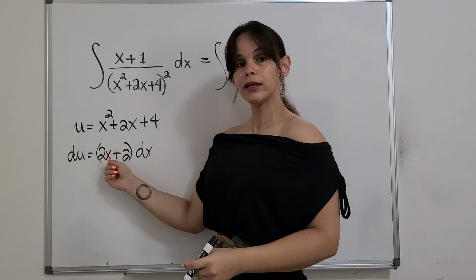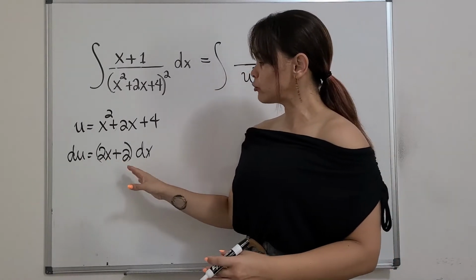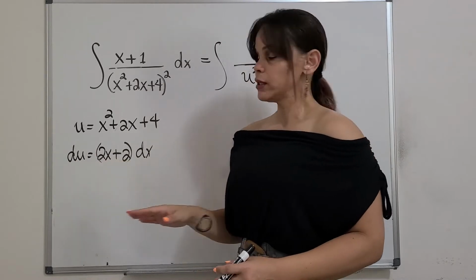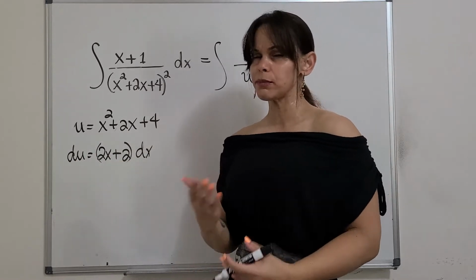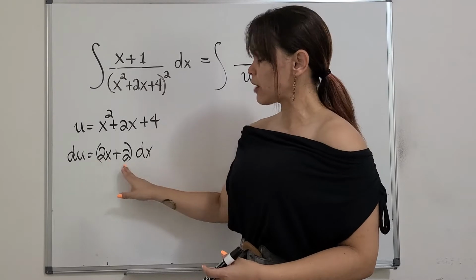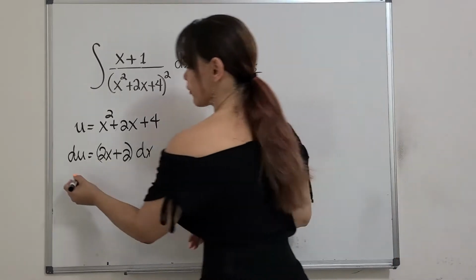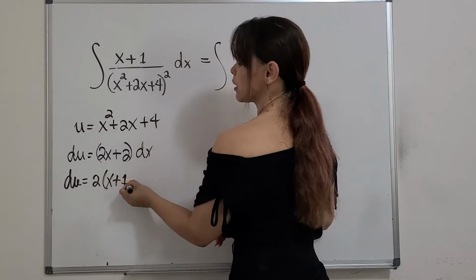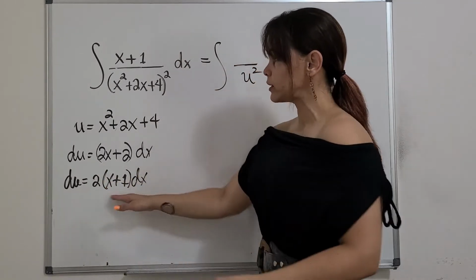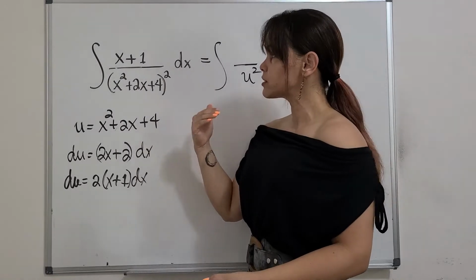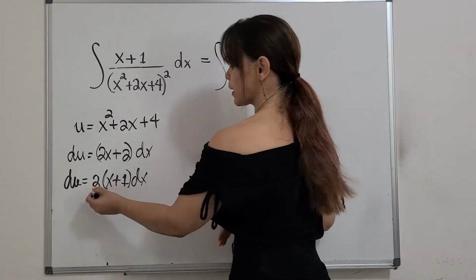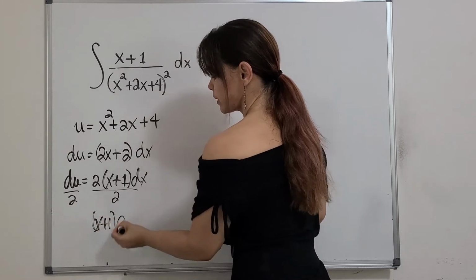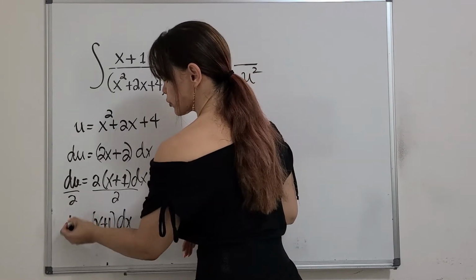And I don't have it directly here, but when you find that you don't have exactly what you need in the replacement of du, then probably you should factorize or simplify somehow. So I observe that I have a common factor here. So let's factorize. This is going to be 2 times x plus 1. And now I have the x plus 1 dx that I need. So what is x plus 1 dx? If you divide by 2, x plus 1 dx is going to be du over 2.